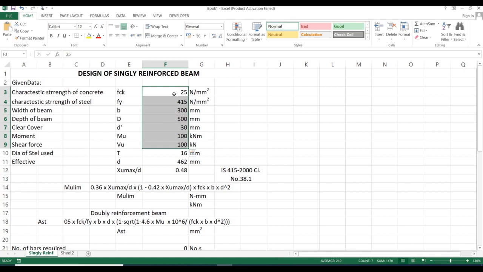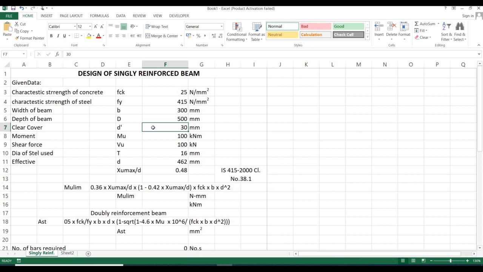Characteristic strength of the concrete is 25 Newton per mm square. Characteristic strength of the steel is 415 Newton per mm square. Width of the beam is 300 mm. Depth of the beam is 500 mm. And clear cover may be given, or you can assume it from 25 to 50 mm for the beam.